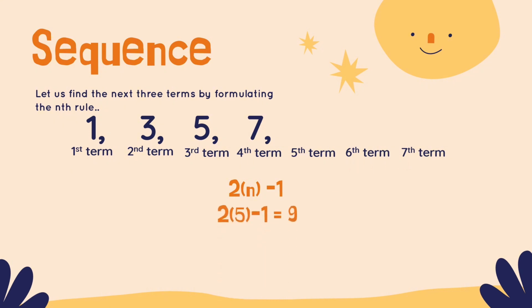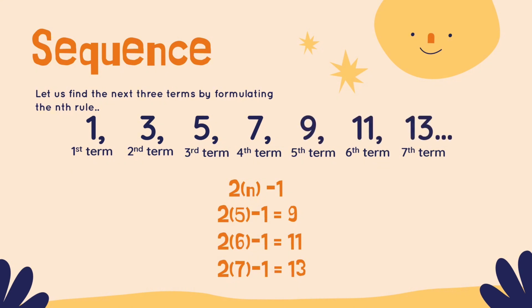2 times 5, that is 10, minus 1, that is 9. 2 times 6 minus 1 equals 11. 2 times 7 minus 1 equals 13. Therefore, the fifth term is 9, the sixth term is 11, and the seventh term is 13.